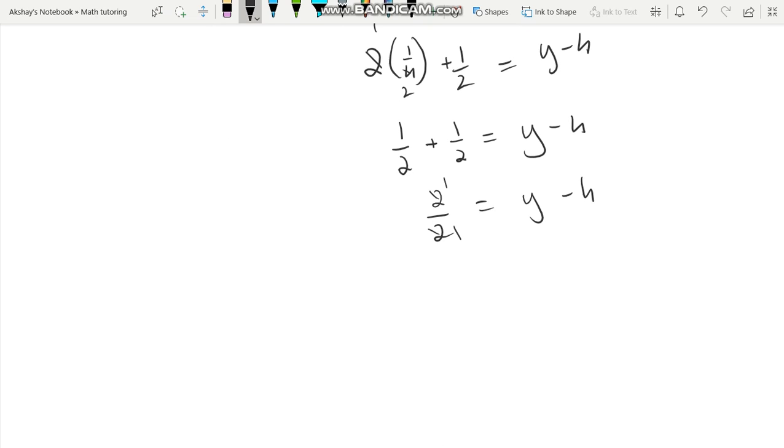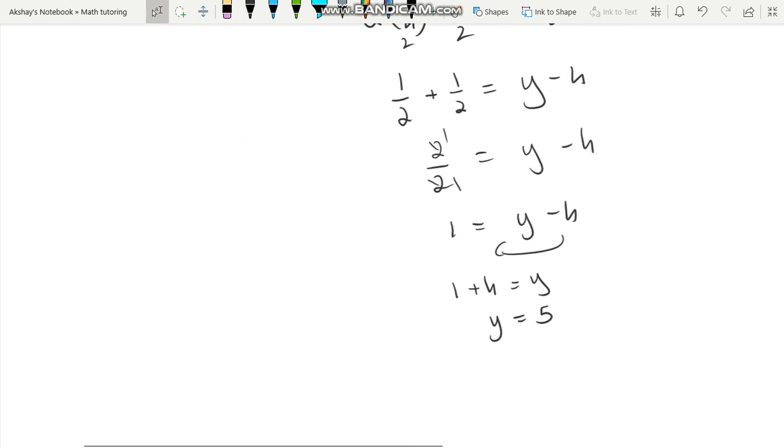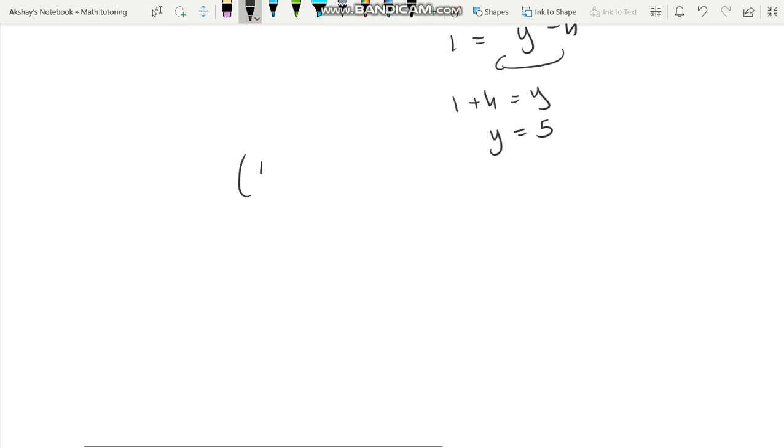Cancel, 1 is equal to y minus 4. Take my 4 to the other side. So I have 1 plus 4 is equal to y, and y is equal to 5. So one of my intersection points at least is 1 over 2 comma 5.